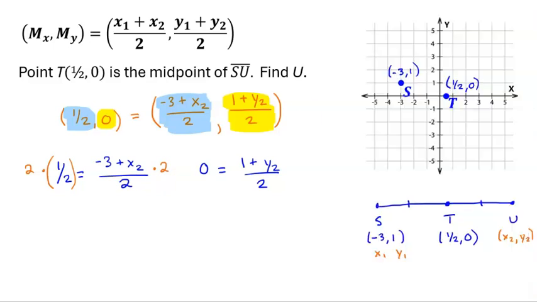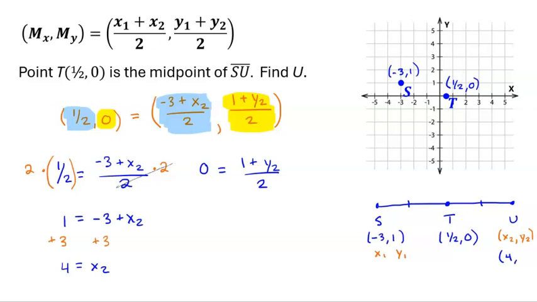So that's going to be 1 equals -3 plus x2, because those 2's are going to cancel. And then from here, I'm just going to add 3 to both sides. And I get 4 equals x2. And then I'm going to go ahead and put that over here underneath my label for u.